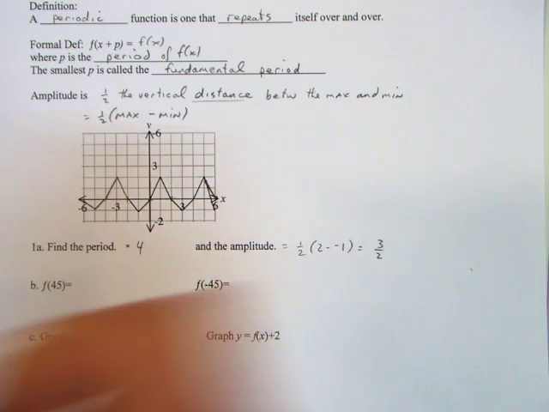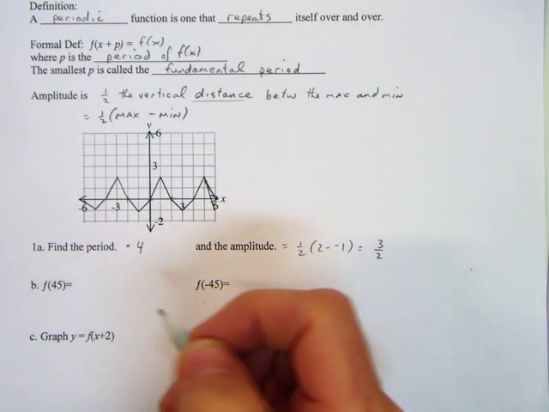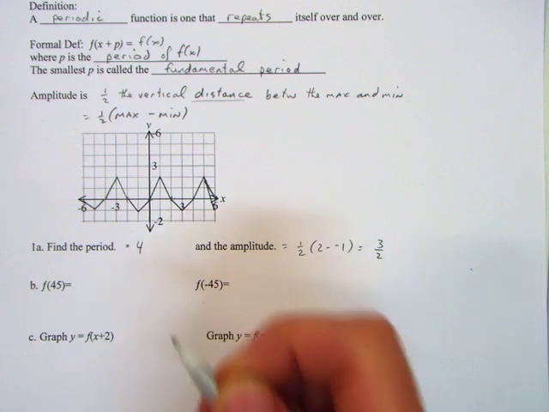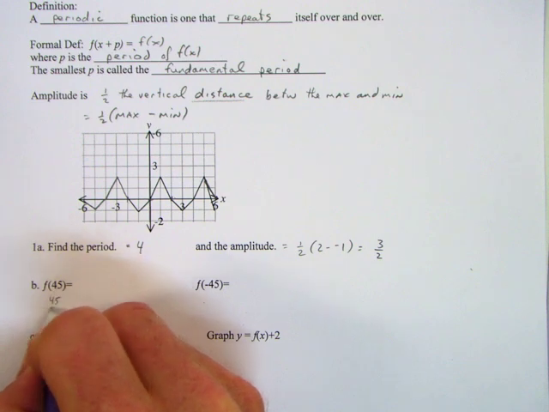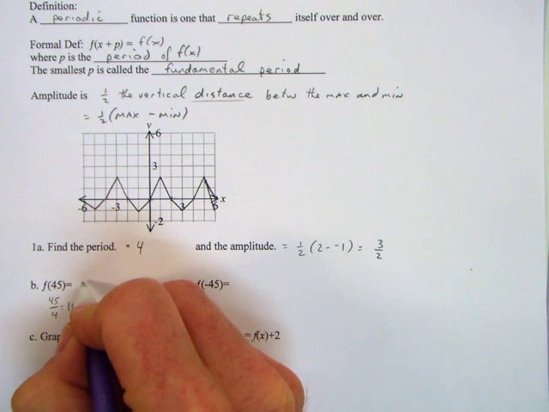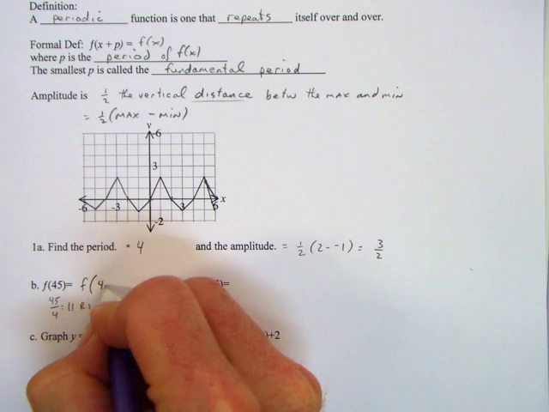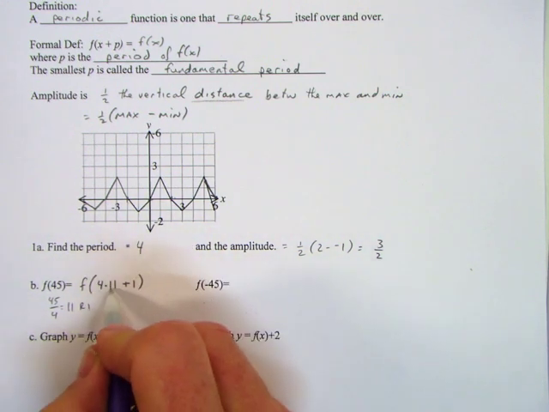Have we ever done anything that repeats itself every 4 like that? Remember, i to the 5th is the same as i to the 1st, or i to the 4th is 1. Any multiple of 4 is going to be 1. So what we're going to do here is say 45 divided by 4, and we'll get 11 with the remainder 1. So I'm going to have you write it like this: equals f of 4 times 11 plus 1. Now what does this mean, 4 times 11?